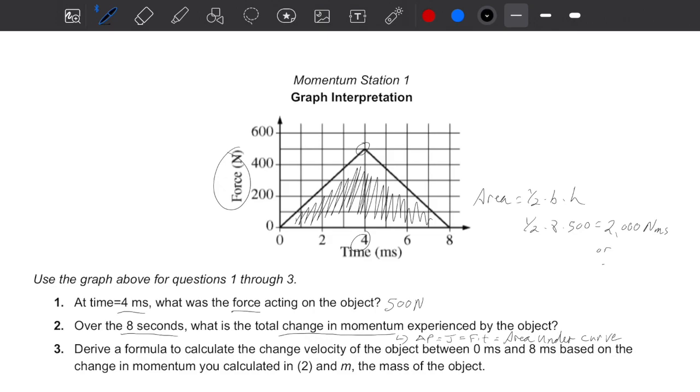Number 3, derive a formula to calculate the change in velocity. Keep in mind this says change in velocity, not change in momentum, but calculate the change in velocity of the object for that 0 to 8 milliseconds based on the change in momentum you calculated in 2, and m will be the mass of the object.